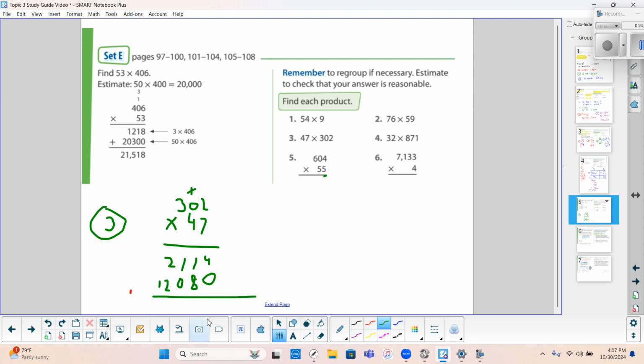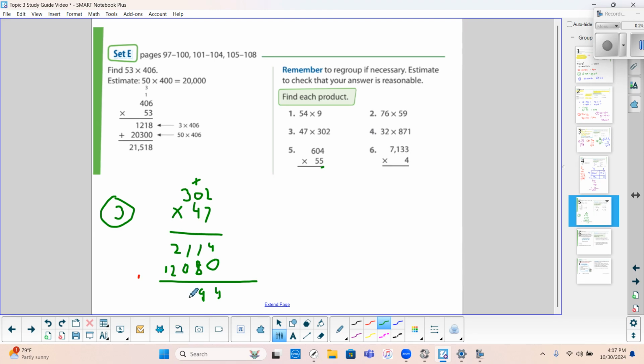So when I add up this column, I get 4. 1 plus 8 is 9. 1 plus 0 is 1. 2 plus 2 is 4. And 1. So 14,194. Let me just check. Yep, 14,194. Same answer I got as before.